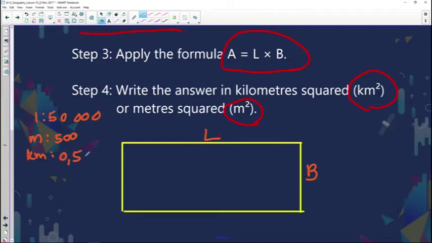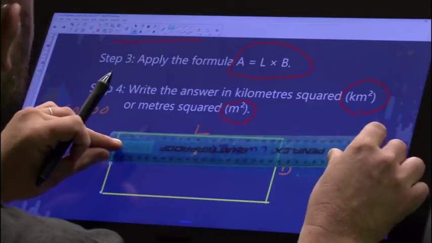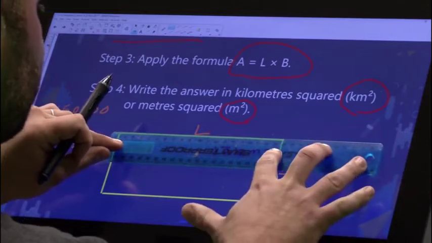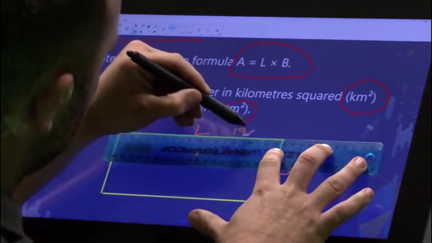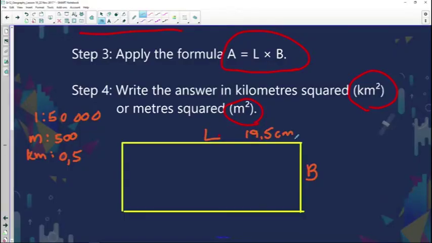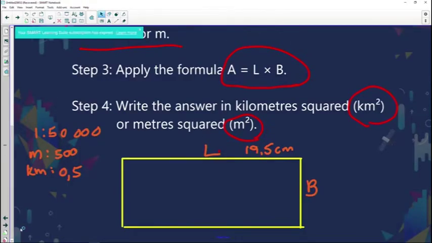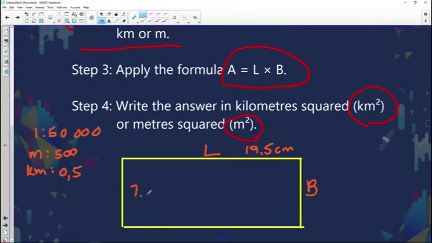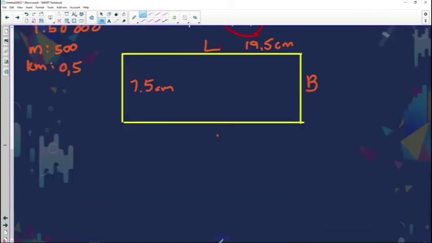So once again, you use your ruler. You can see the length is 19.5 centimeters. If you look at the breadth over here, we measure the breadth over there at 7.5 centimeters. And let's quickly go and do the calculation. Now keep in mind, this area that we measure is on a 1 to 50,000 topographical map. So first of all, area equals length times breadth.